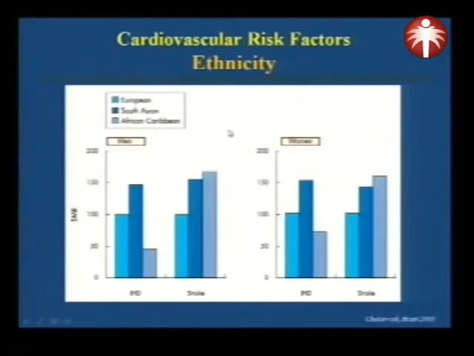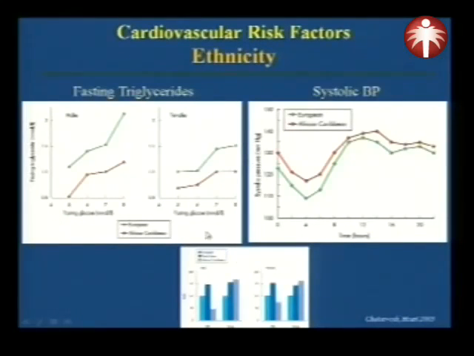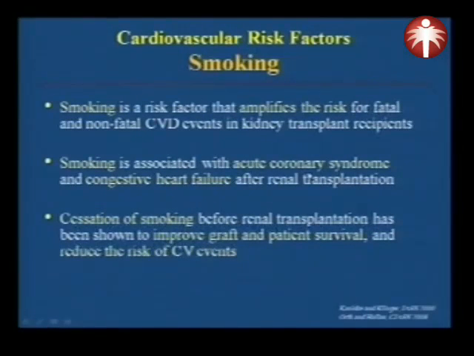And if you look at an example for ethnicity, and you compare, for example, the South Asian and African Caribbeans with the European, and look at men and women here for ischemic heart disease and stroke, definitely South Asian and African Caribbeans are at more risk of having ischemic heart disease and stroke than the European. If you look also at the fasting blood sugar and the dyslipidemia or high triglycerides, you can see the green one here represents the European at higher risk than the African Caribbeans, but this is reversed when there is systolic hypertension.